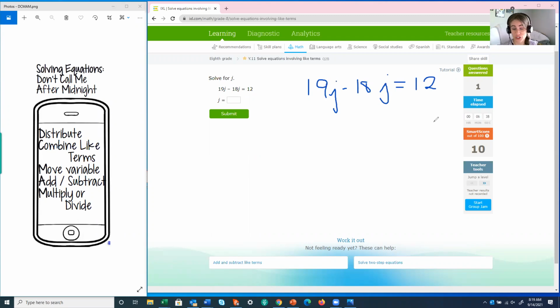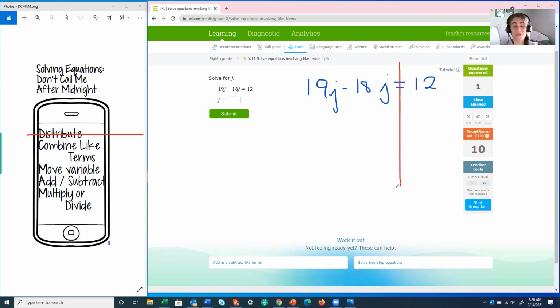So first step is to distribute. Do I have anything to distribute? Nope, don't see any parentheses. So I don't need to do that step again. Oh, but before I get to checking about combining like terms, I'm going to split the sides because that helps me visually see that I'm either looking at the left side of my line or the right side of my line. Do I have any like terms to combine?